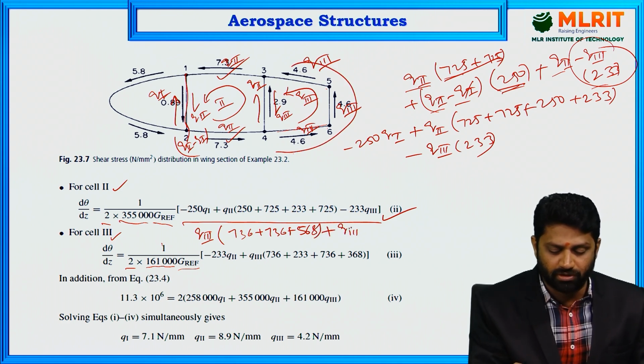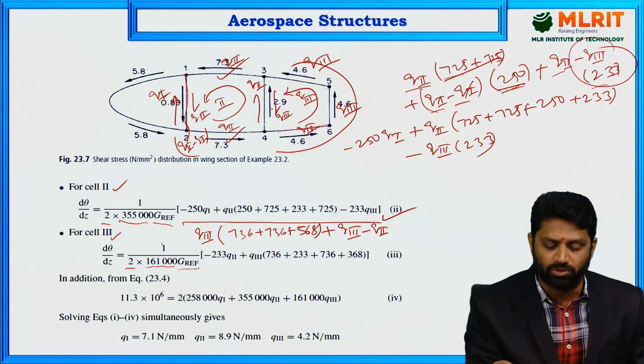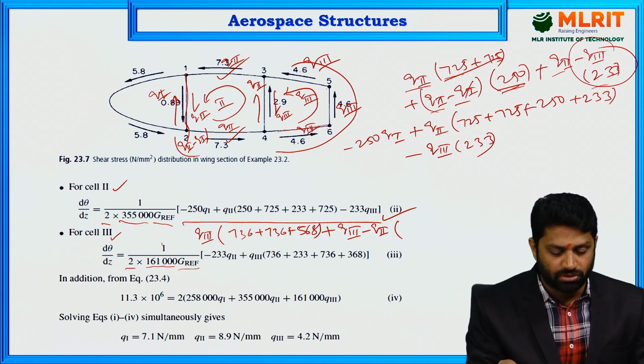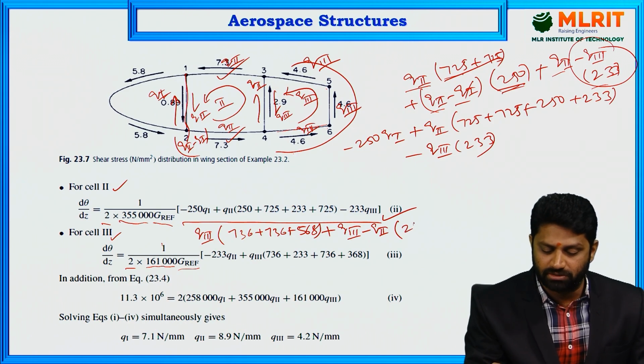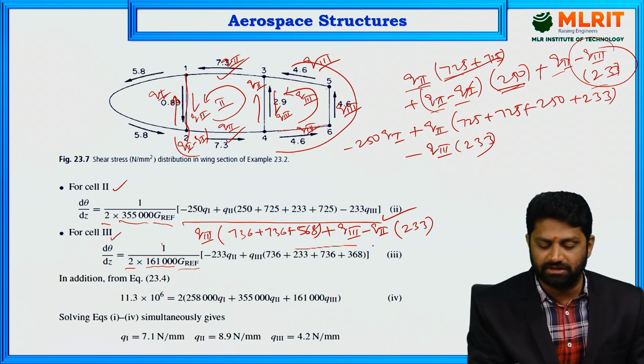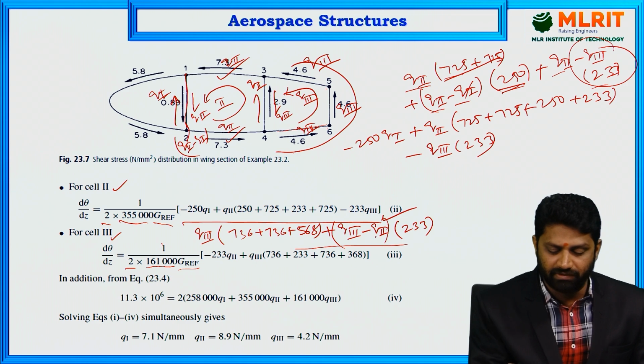So for the common wall, the shear flow would be Q3 minus Q2 into 3, 4, because the 3, 4 is the common wall for cell 3 as well as cell 2. So for 3, 4, what we got is 233. So we'll write 233. If you write it in equation form, there is no Q1 value in this equation, and what we have is only Q2 and Q3, so we get Q3 minus Q2 into 233. So only one value you got. So straight away we'll write minus 233 into Q2 first.